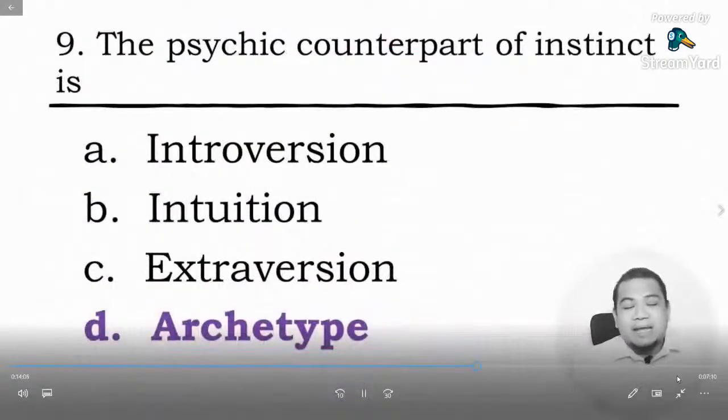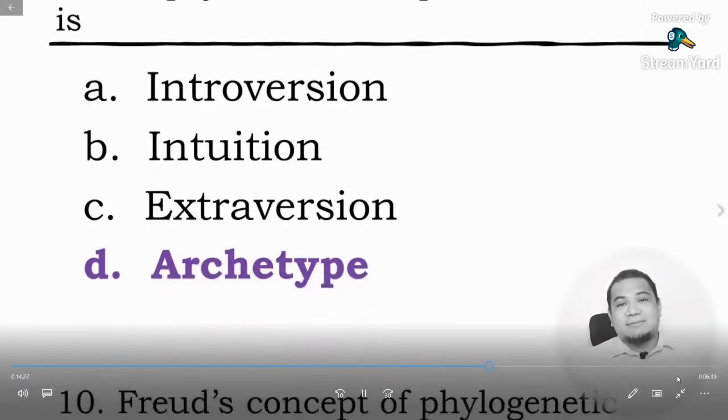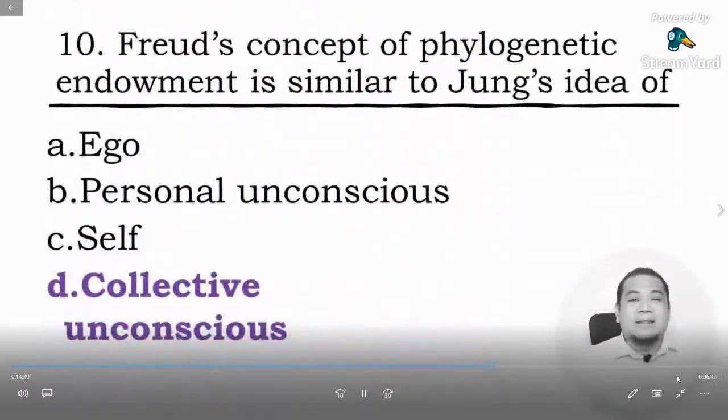Number 9. The psychic counterpart of instinct is the archetype, letter D. Archetype should also be distinguished from instinct. Jung defined an instinct as an unconscious physical impulse towards action, and so the archetype as the psychic counterpart to an instinct. Number 10. Freud's concept of phylogenetic endowment is similar to Jung's idea of, letter D, collective unconscious.